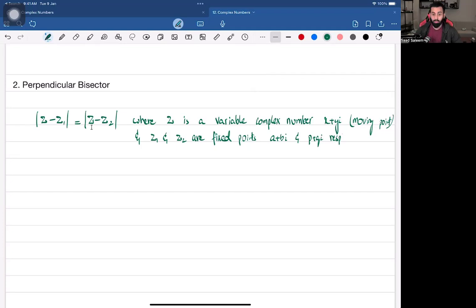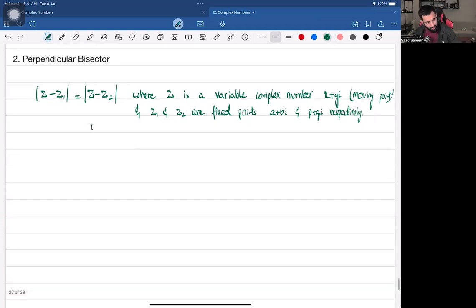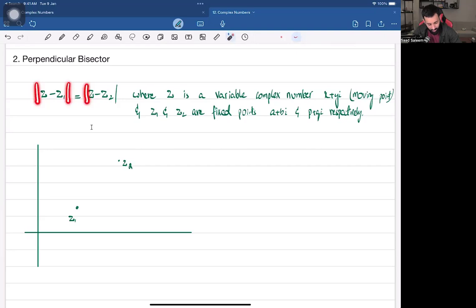Now let's see what the deal over here is. Imagine that you have an xy plane here. On this xy plane, I want you guys to imagine that there are 2 points. Here is z1, and here is z2. Now, by looking at the equation, remember, modulus means distance. I want a point such that its distance from z1 and z2.